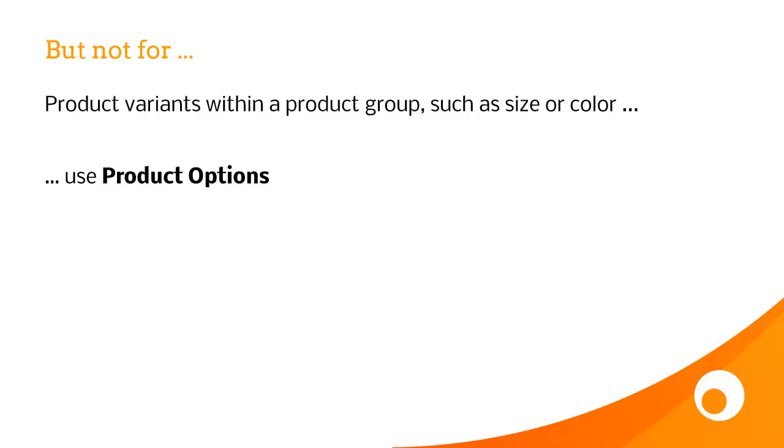Don't use custom fields for product variants within a product group, such as size or color. We've already got a field for this, which is product options, and you can have as many options as you like, and any product group can have up to 4 options. To really understand product options, make sure you watch the product variants videos.